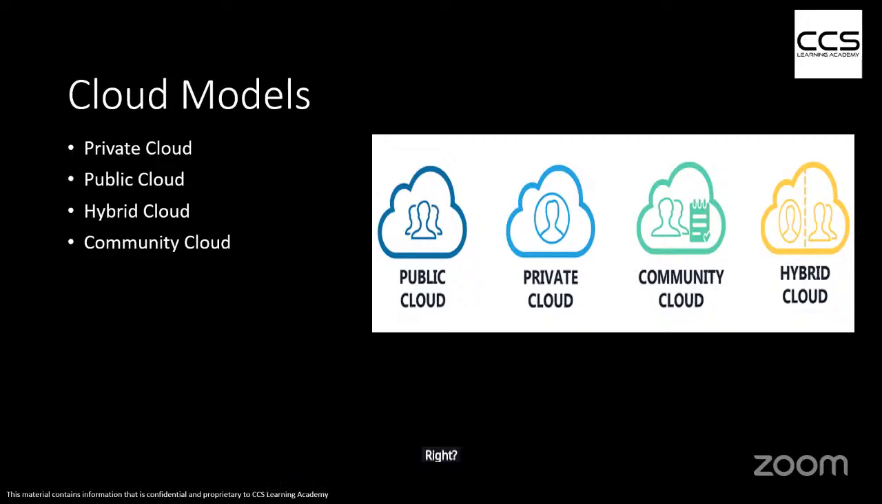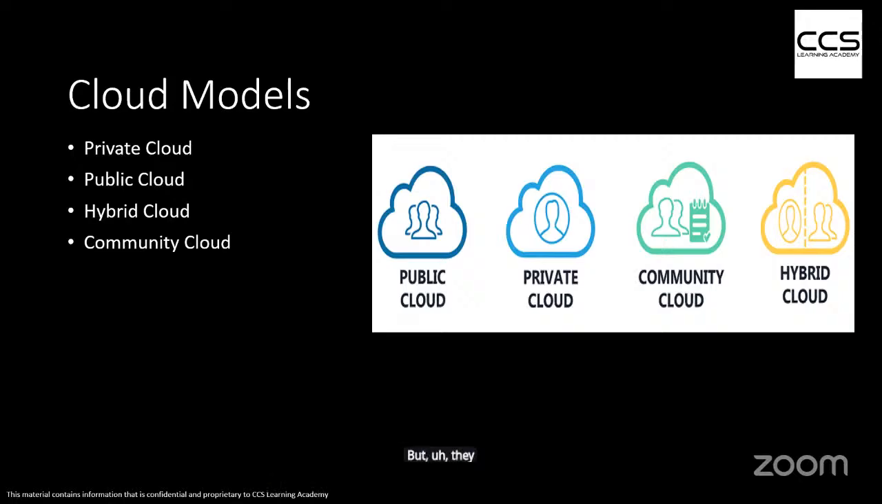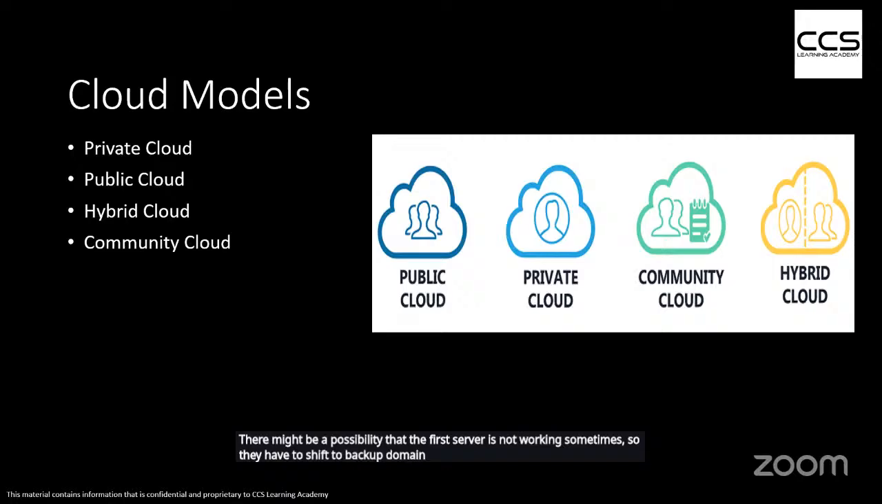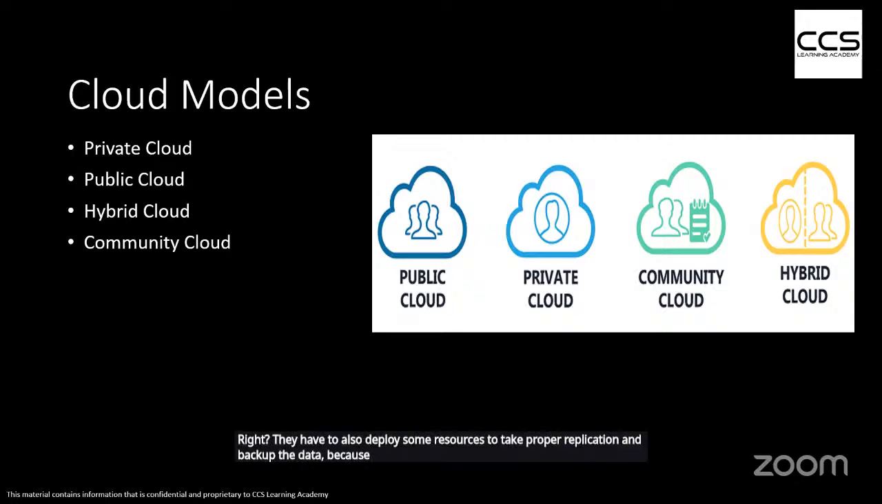They require proper maintenance. A particular server may be working right now, but they also have to prepare a backup domain server. Why? There might be a possibility that the first server is not working at times, so they have to shift to the backup domain server for the availability of the data, right? They also have to deploy resources for proper replication and backup of the data, because data is the most important entity for any organization, right?